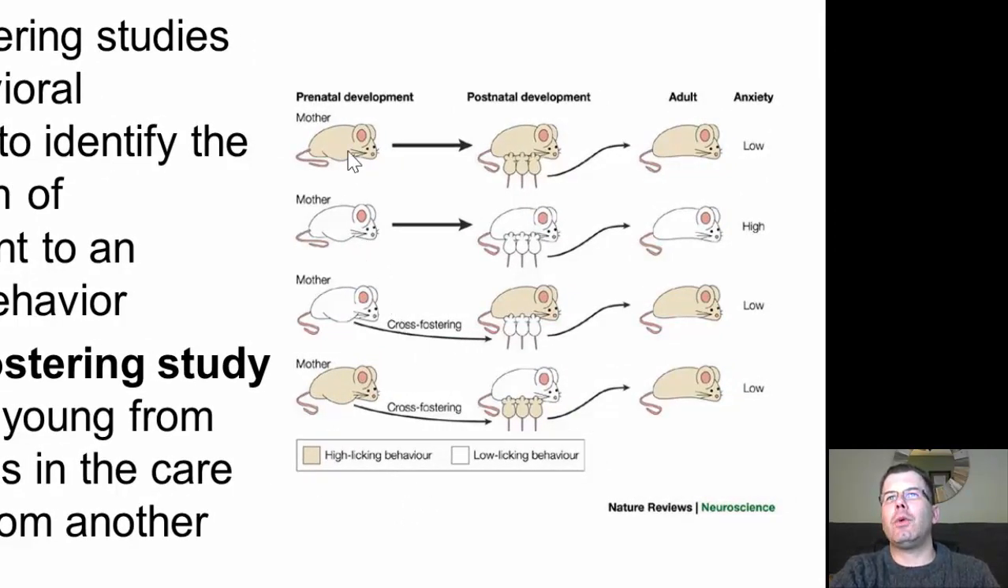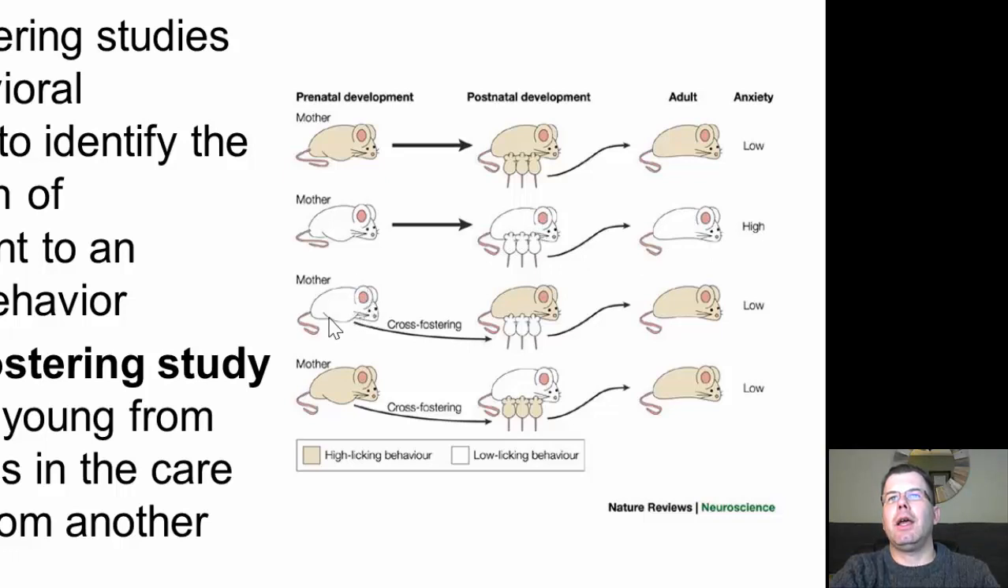So what they showed was that when the brown mother has high licking behavior during postnatal development, it results in low anxiety for the adults that come from these offspring. Then the mother that has the low licking behavior has offspring with high anxiety. So again, high licking goes with low anxiety in this case.